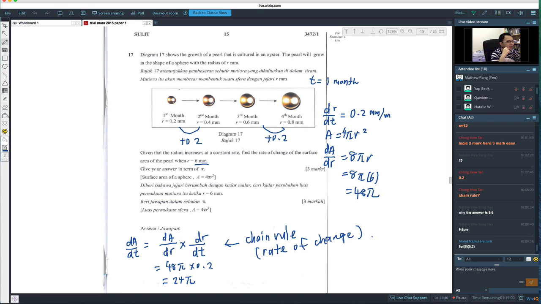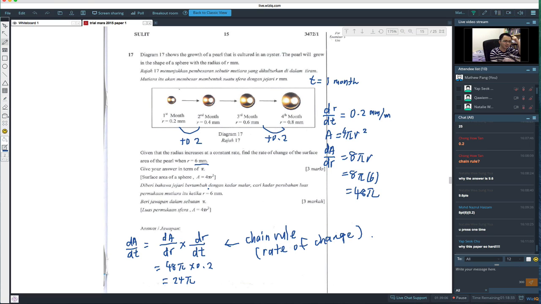Find the rate of change of the surface area. Let me see. The question says about the time it grows in the culture. The sphere will grow in the shape with a radius of 6. Given a radius increasing at a constant rate, find the rate of change of the surface area when r equals 6 mm. Yeah, there's not much information.